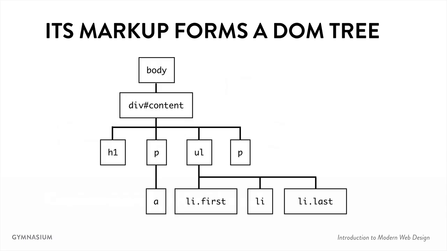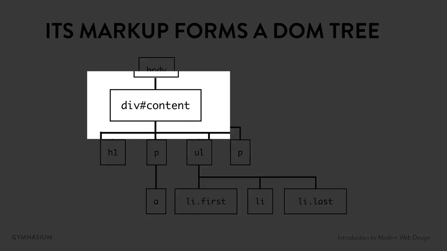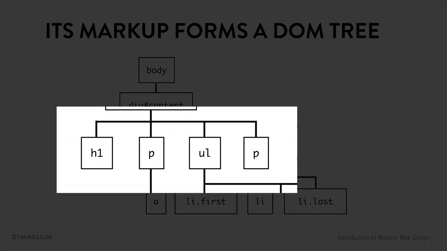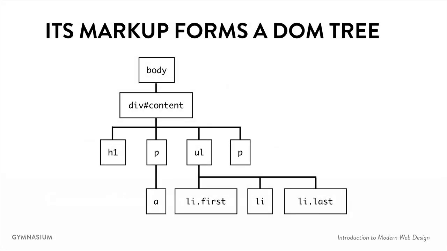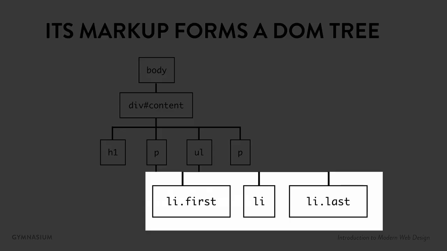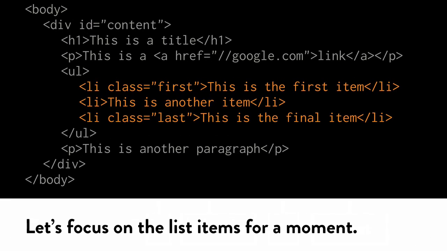So here you can see laid out that the body has a child that is a div with an ID of content. The div has four children: an H1, a paragraph, an unordered list, and another paragraph. The first paragraph has an anchor element, and the unordered list has three list items. The first one has a class of first assigned to it, and the last one has a class of last assigned to it. So let's focus on those list items for a moment.